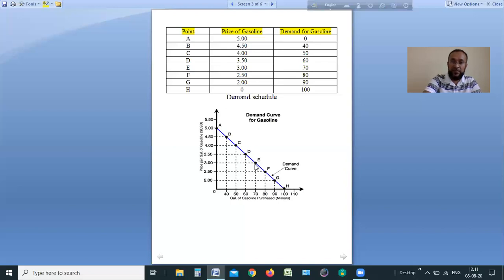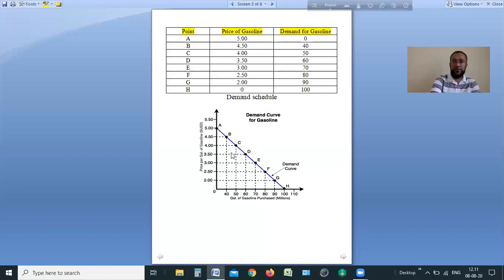The same thing happens for points E, F, G, and H. At H, the total demand is 100 when it is free. That means there is no price. So when it is free, demand is 100 gallons. So this is called the demand curve. Using this information, price and quantity demanded, we can draw the demand curve in this way.